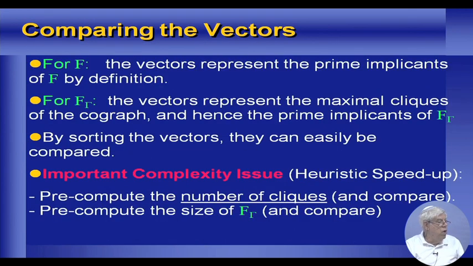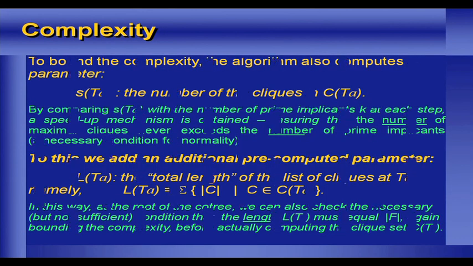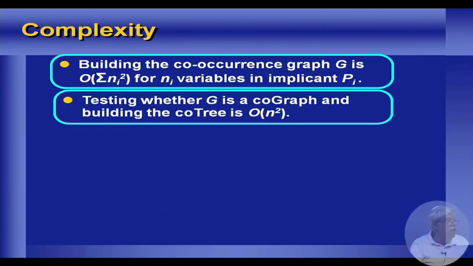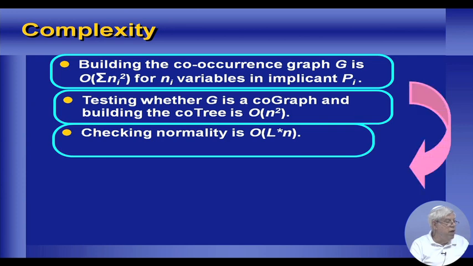Okay. So what do I have? I have the bit vector for the prime implicants. I have the bit vector, or the bit matrix, for the CoGraph max cliques. I sort them lexicographically. I now compare them. Either the same or they're different. Of course, I could cut this short if the size of the matrices was different. I wouldn't even have to compare. But if they're the same size, I do have to compare. Okay. So that is the way that we were able to check normality.